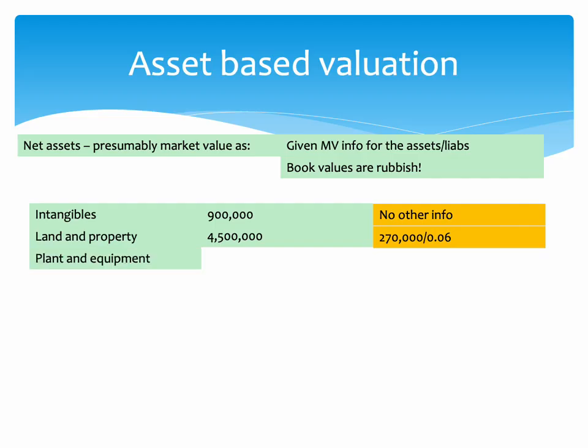Next up, we've got plant and equipment. That's in as 3.6 million at the moment, and there's no other information. So again, rather like intangibles, we're just going to have to assume that that's the correct value to put in here. There's nothing else we can do.